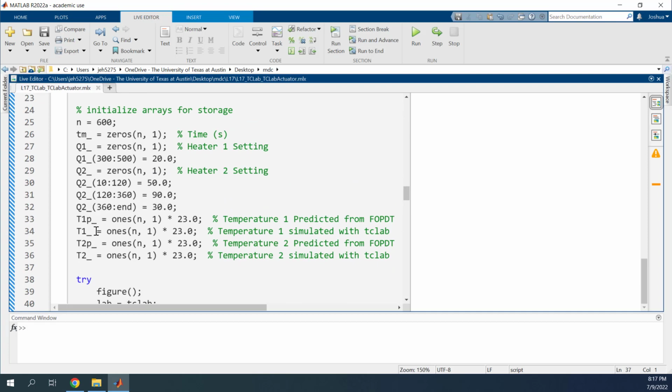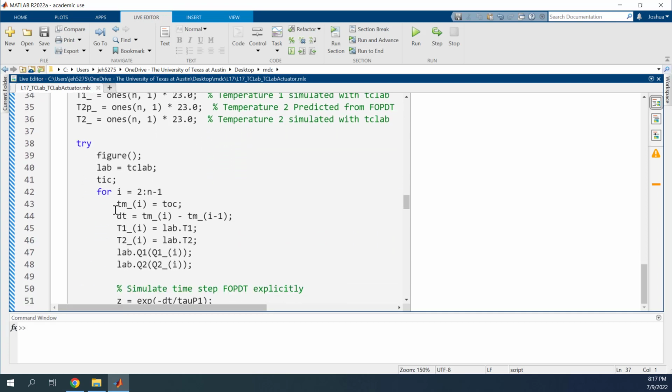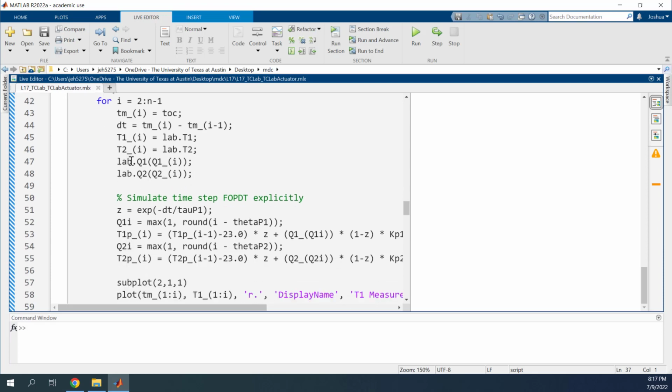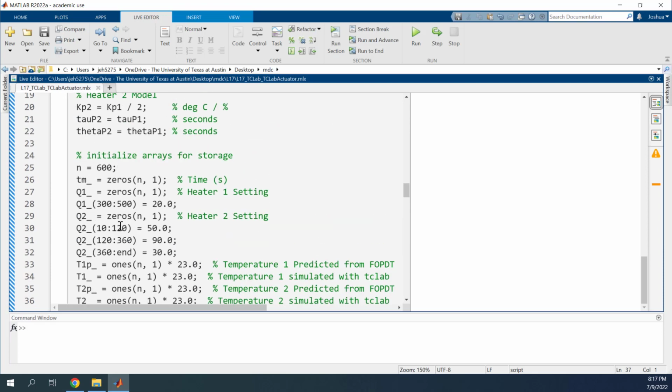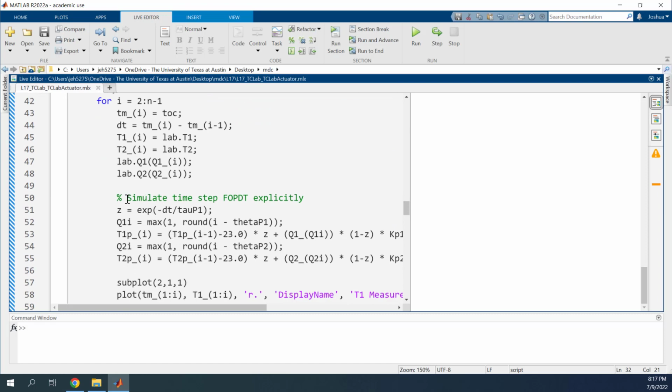We should have, looking for a tick, right here. Here's a tick. And then right here, we're going to record the time. We're going to record the change in time. We're going to record the temperatures. And we're going to implement the heater settings. Right here, we have some changes in heater values. And we'll look at the change.